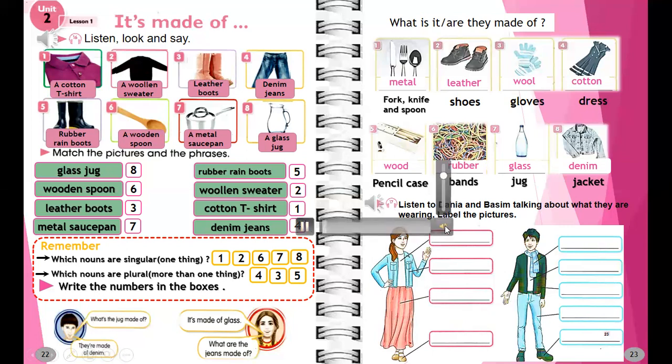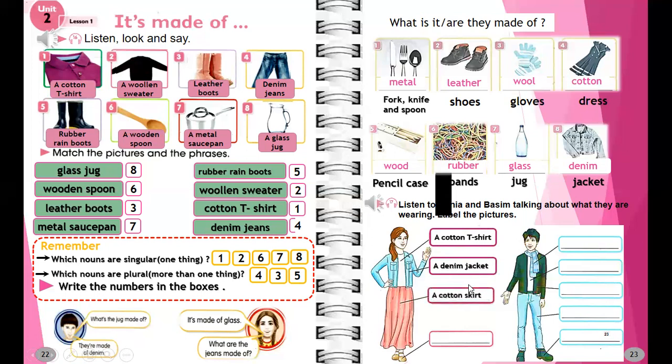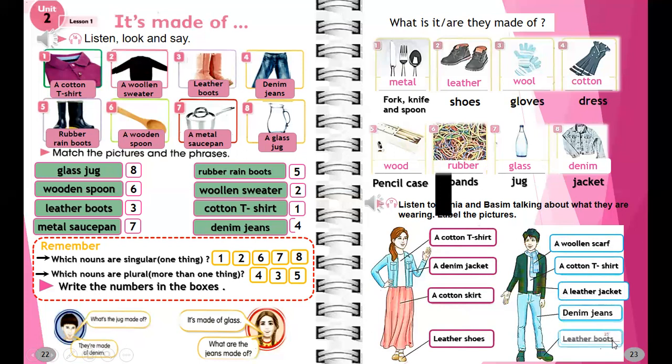Track 17. Listen to Dania and Basim talking about what they are wearing. Label the pictures. I'm wearing a cotton t-shirt and a denim jacket. I'm wearing a cotton skirt and leather shoes. I'm wearing a woolen scarf, a cotton t-shirt, a leather jacket, denim jeans, and leather boots.